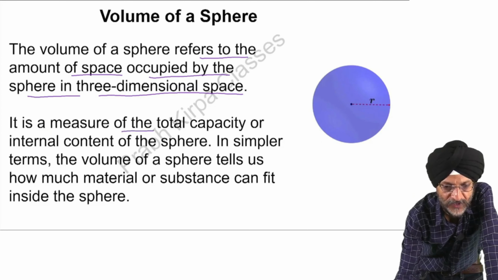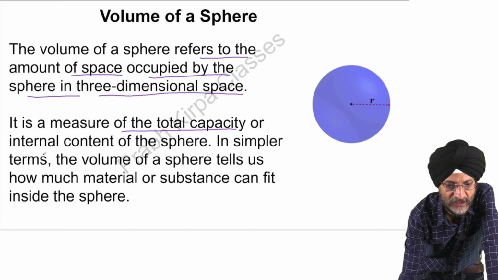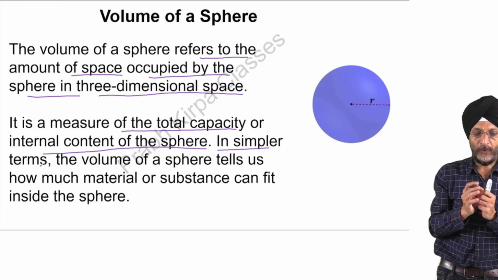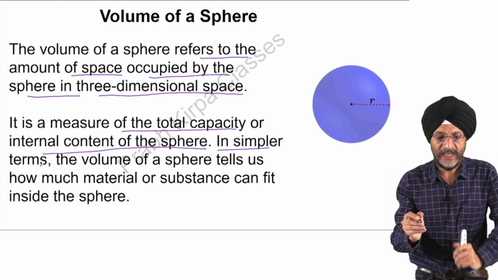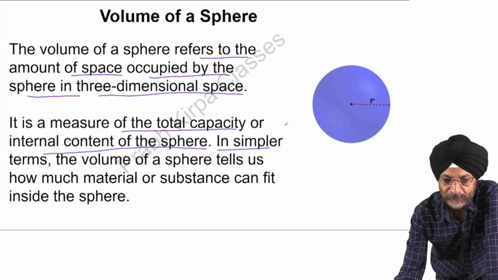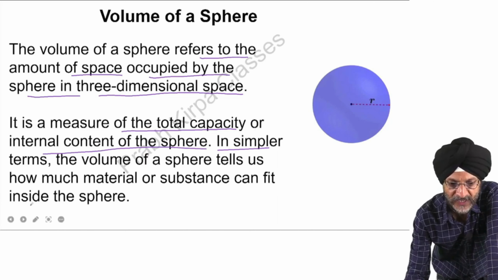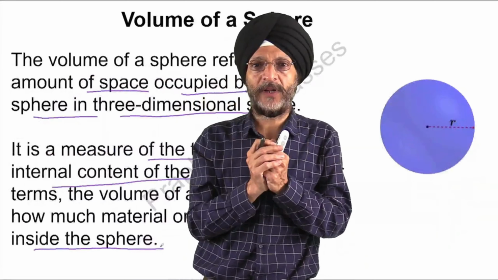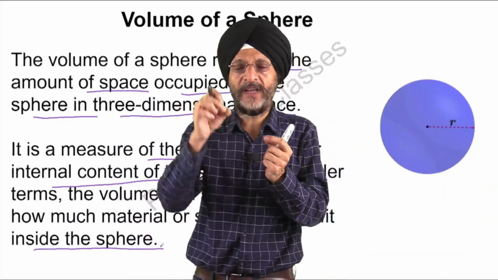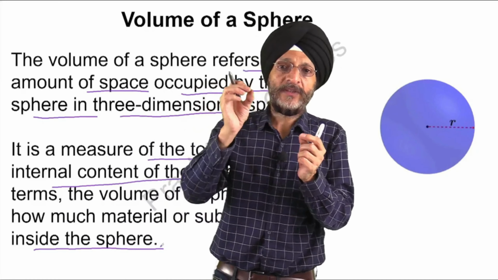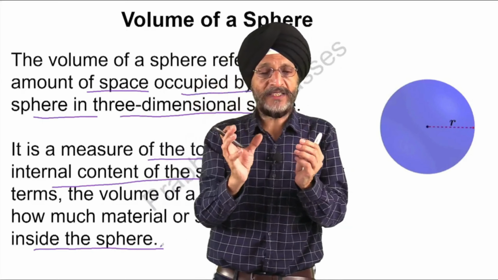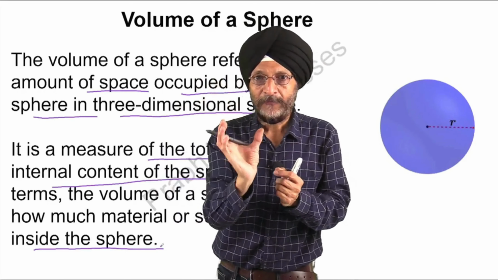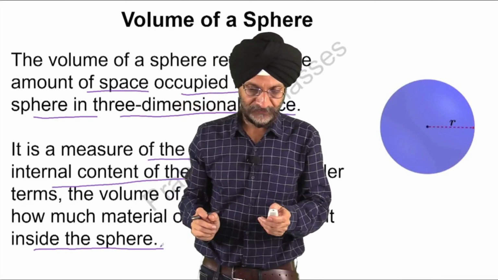It is a measure of the total quantity or internal content of the sphere. In simple terms, we can say that the volume of the sphere tells us how much material or substance can fit inside the sphere. In other words, suppose there is a basketball. We make a small hole in it and put water in it, and the volume will tell us how much water will be in the sphere-shaped basketball.